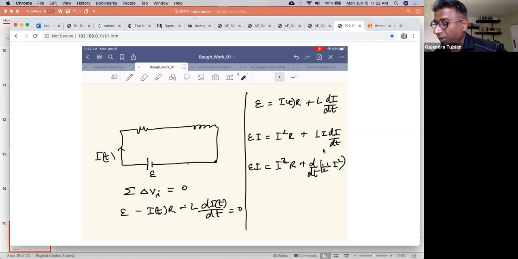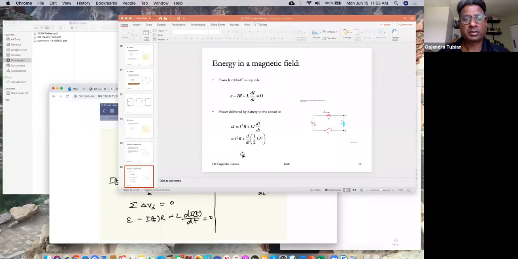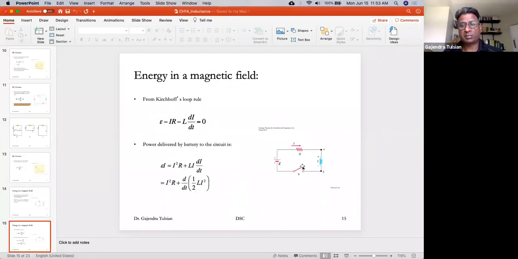Now, again, this is the rate at which the battery is delivering power. This is the rate at which the resistor is dissipating energy. And so the energy delivered is the rate at which it's spent plus the rate at which it's being stored, d/dt of 1/2 L I squared. So this is the energy stored in an inductor at any instant. All right, so there's the differential equation that models the behavior of that system.